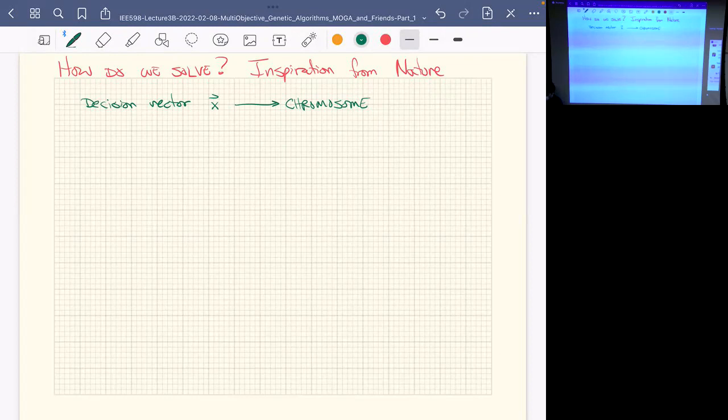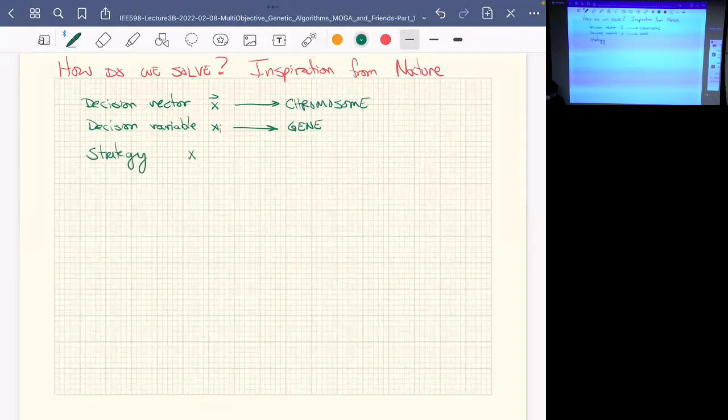So then the decision variable, this is again just all review, X_i, that's what we're calling the gene. The strategy or the candidate is a particular value, I'll call it X star, and that is the genotype for that individual. So this is like an individual.